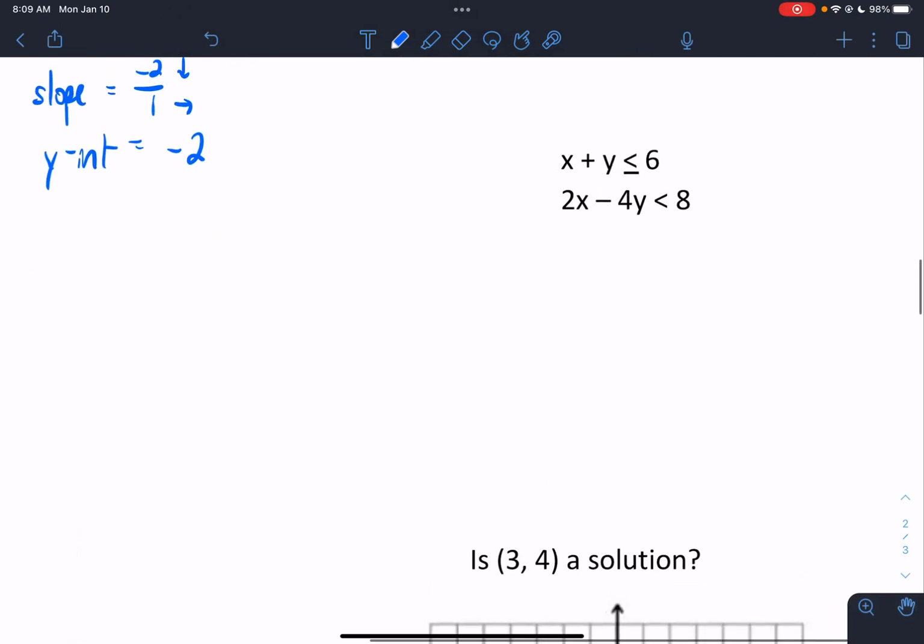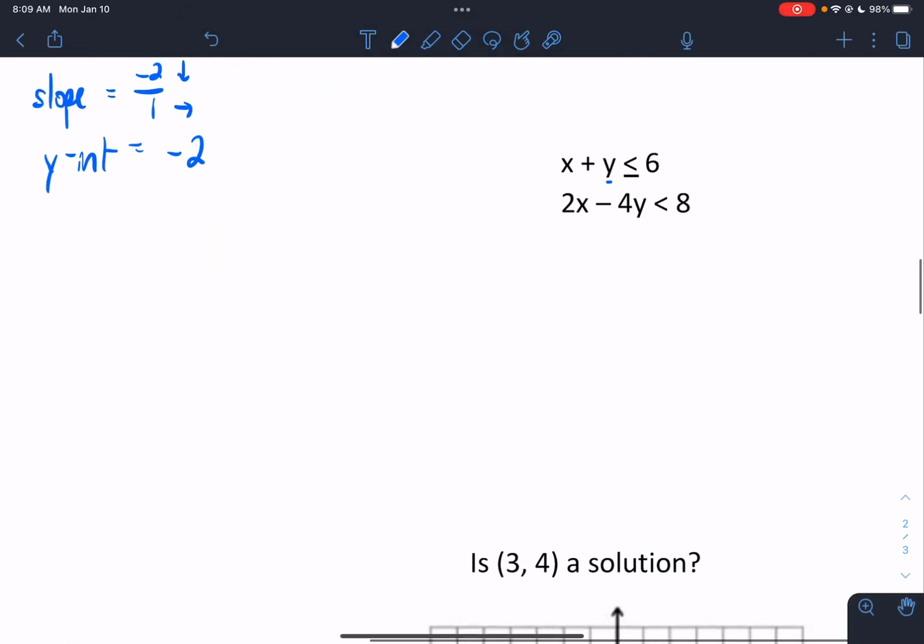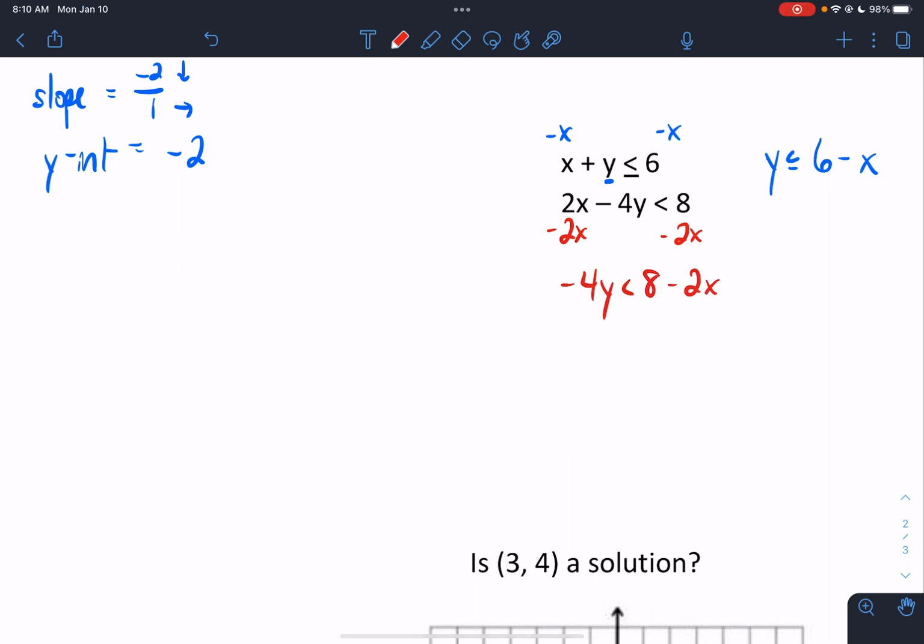Over here, a top right-hand problem. Again, I need to get my y by itself here, so I'm going to subtract my x to the other side. I get y is less than or equal to 6 minus x. With my other equation, I'm going to subtract the 2x. And then I'm going to divide everything by -4. Remember, when I divide everything by a negative number, that's when I have to flip my sign. So I go y is greater than -2 plus 1/2 x.